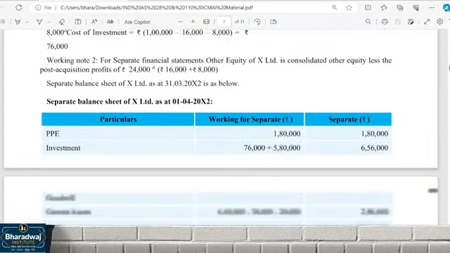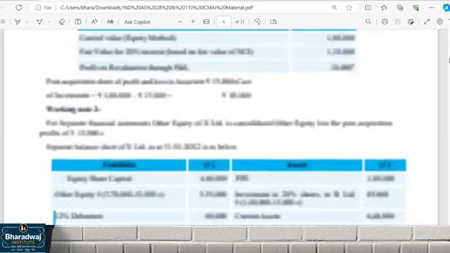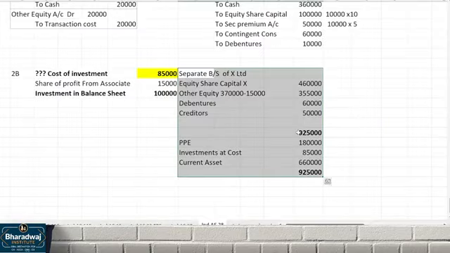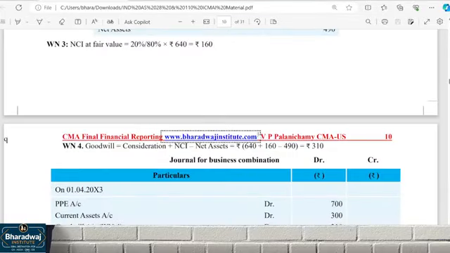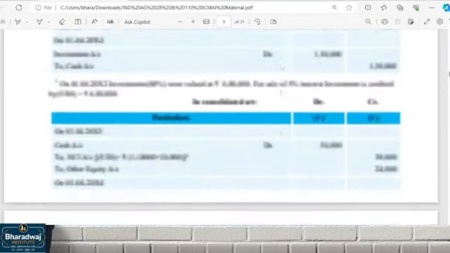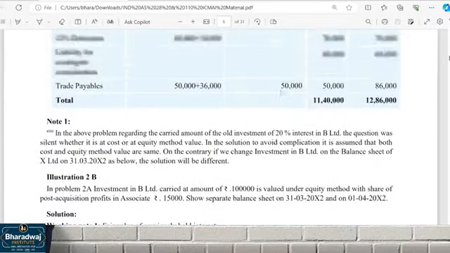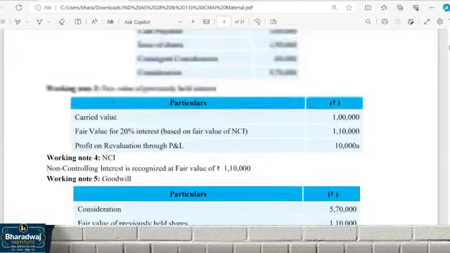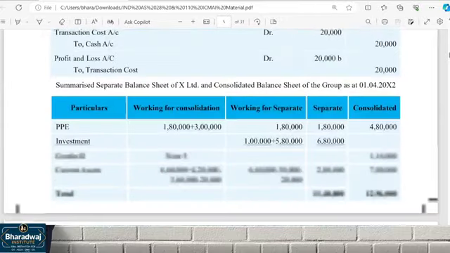The answers are comparable. They would have given PPE in the separate balance sheet. PPE, how much? 1,80,000. Right? Investment recorded at cost, how much? 85,000. Investment recorded at cost 85,000. One minute. There is a small error in the system.